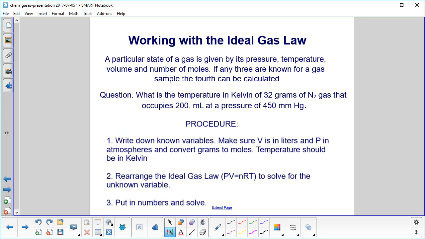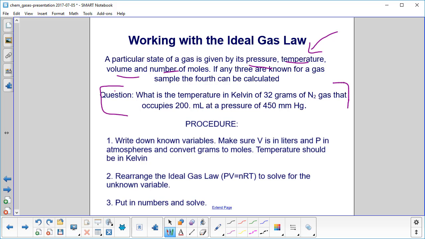Let's lay out a process for working with the ideal gas law. So let's start. We're going to give a particular state of a gas by giving its pressure, temperature, volume, and number of moles. If any three are known for a gas sample, the fourth can be calculated using the ideal gas law. So here's our problem.